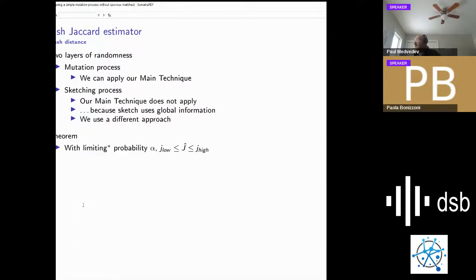Now, the Minhash Jaccard estimator is a little bit harder because now we have two layers of randomness. We have the mutation process for which we can apply our main technique, but we also have this sketching process which has randomness from a hash function. And here our main technique does not apply because the sketch uses global information. So we use a different approach, which unfortunately there's no time to discuss, and we also get a hypothesis test for J hat, which again, unfortunately, we don't have time to even define exactly in the talk, but it's all in the paper.